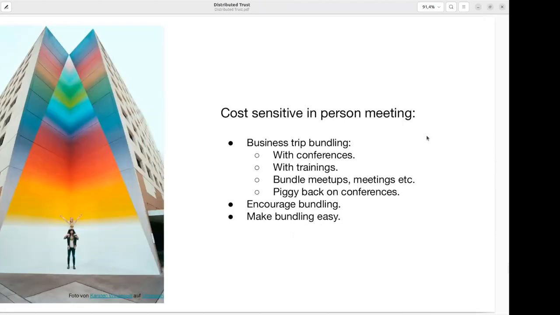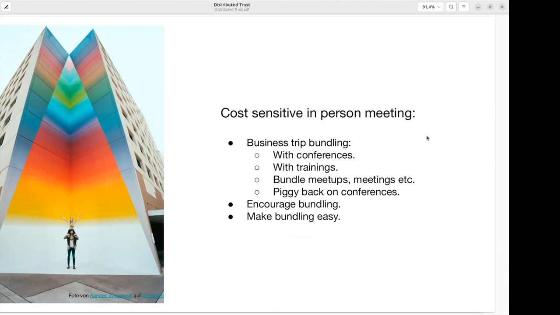Here's a few things that I recommended to my colleagues. Given the current economic situation, all of those suggestions try to be cost sensitive with respect to having people meet in person. One of the first suggestions was to bundle business trips. Like if you go to a conference, figure out if there are colleagues living in the same city.